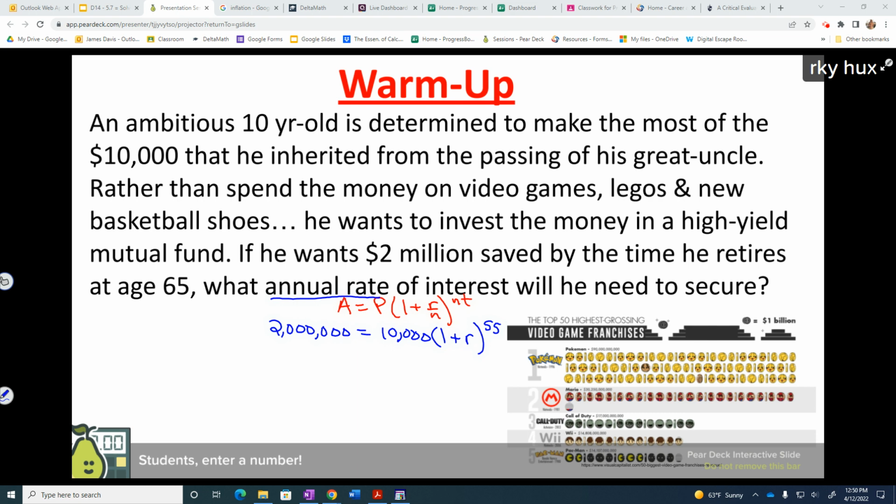The time is 55 years. That's from when he's 10 till when he retires at age 65. He'll have 55 years for this to get interest. So pretty long time. And then we need to solve for R.